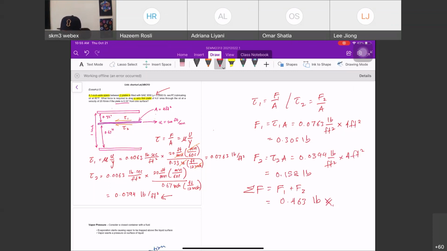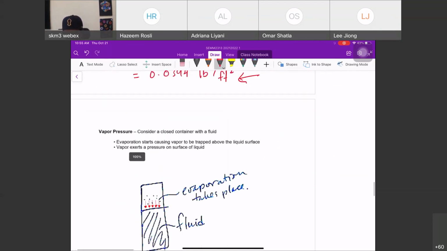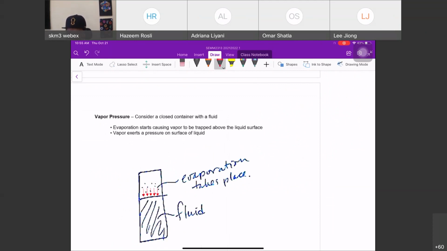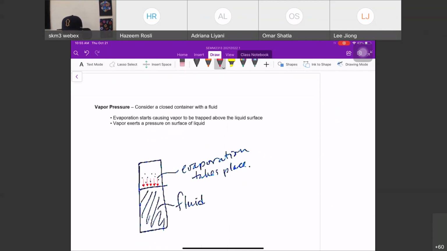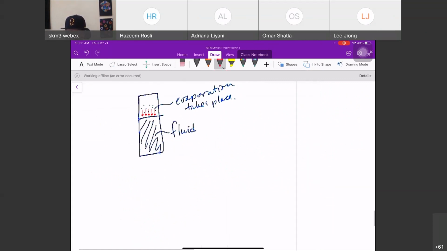So far clear, everyone? Okay, before we end our class, I would like to introduce you to the last topic, vapor pressure, and then we close. Vapor pressure: consider a closed container with a fluid. Evaporation starts, causing vapor to be trapped above the liquid surface. Vapor exerts a pressure on the surface of the liquid. Okay, this is what a vapor pressure is.